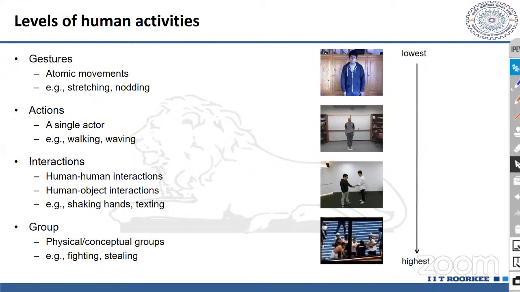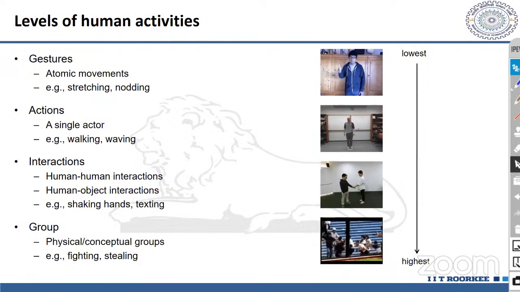So what are the levels of human activities? For example, here you have gestures. Gestures are just things like a thumbs up, stretching, or nodding. And actions: a person hitting the ball, walking, or waving. These are called actions, performed by a single actor.